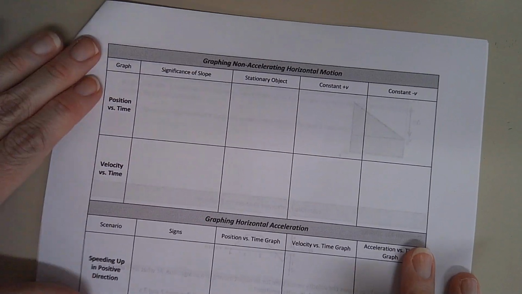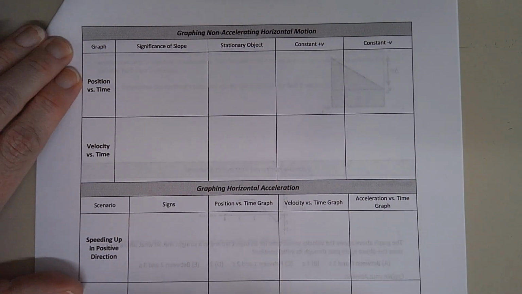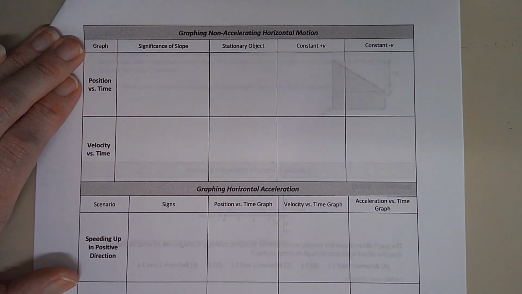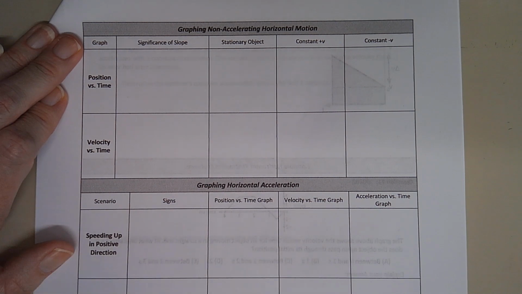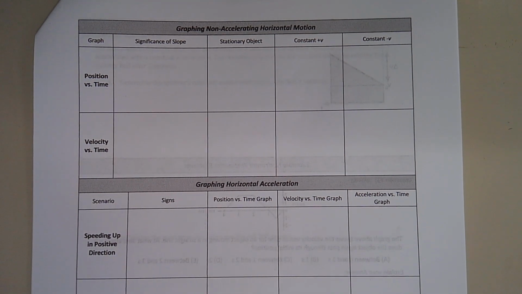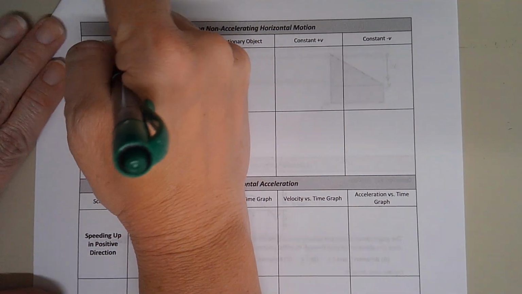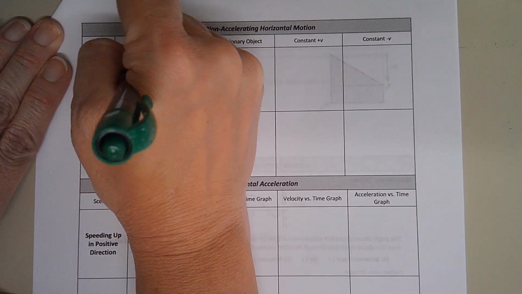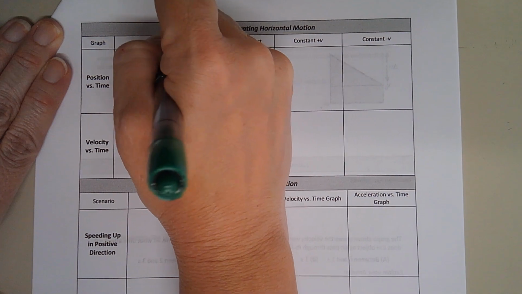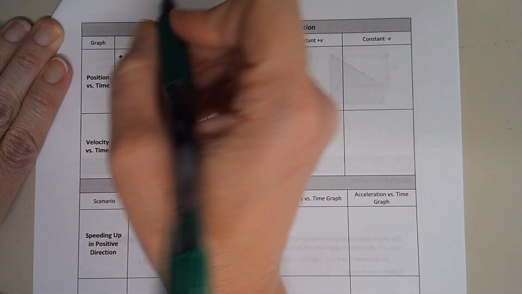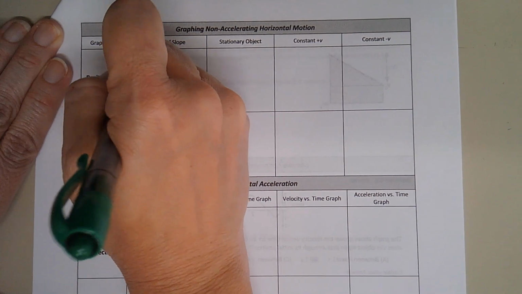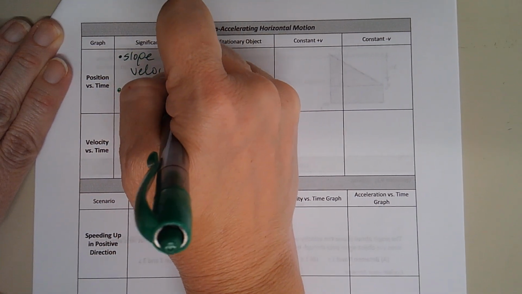All right, so let's talk about your graphs. We're going to talk a little about graphs today, but we'll do a linearization video next class. So for right now, let's talk about our graphs. If I have a position versus time graph, the slope of that graph is the velocity. And the sign of that graph is the direction.